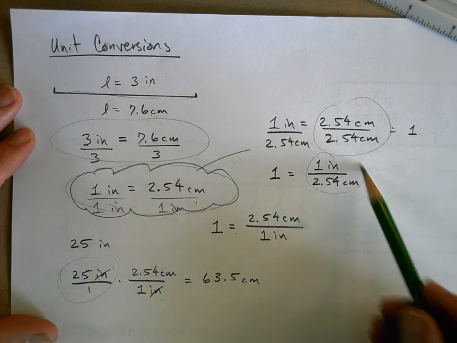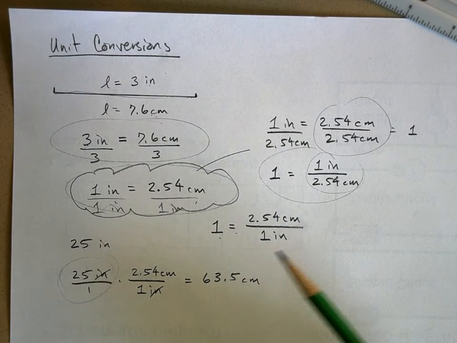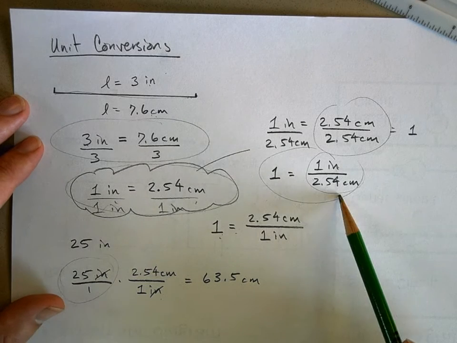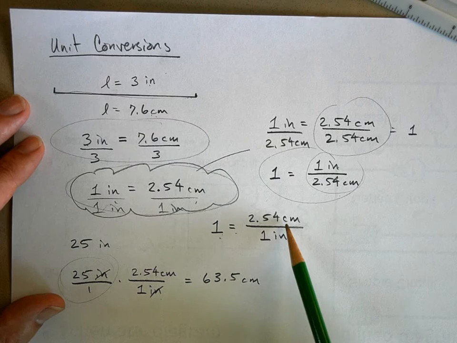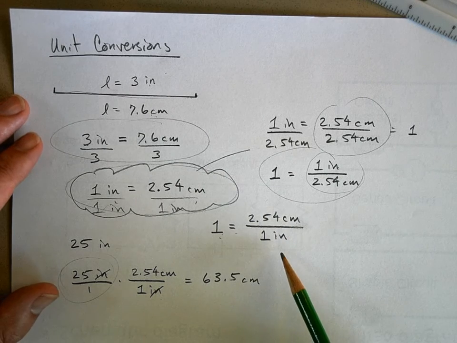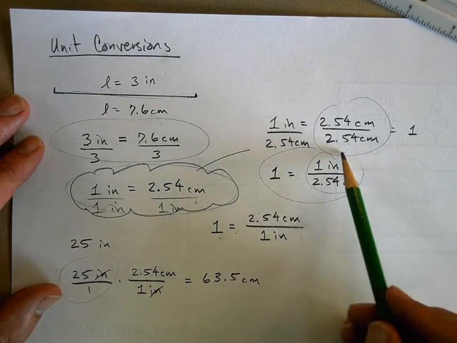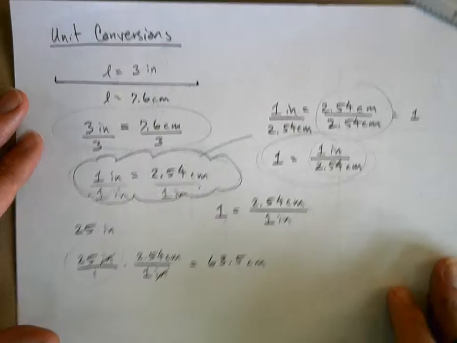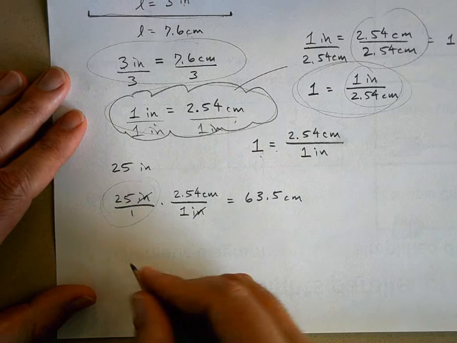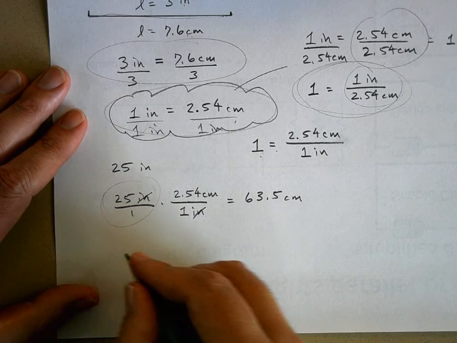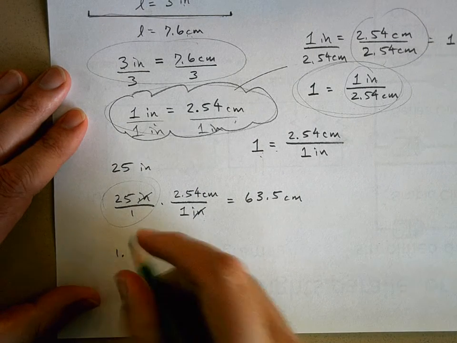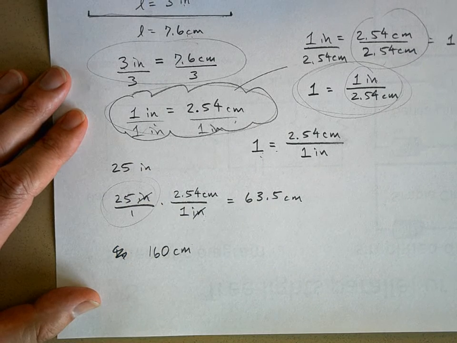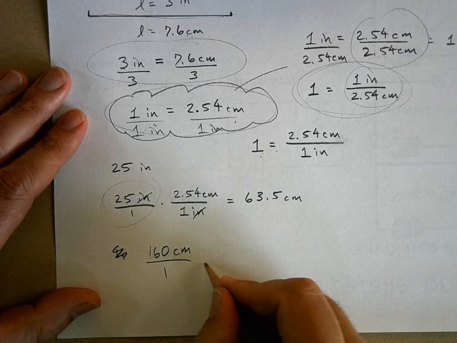Well, what's the reciprocal of 1? It's just 1. So 1 inch divided by 2.54 centimeters is the same thing as 2.54 centimeters divided by 1 inch. But when would I use this? I would use this when I want to go from centimeters to inches. So let's suppose somebody is 160 centimeters tall, and you want to know how tall are they in inches.